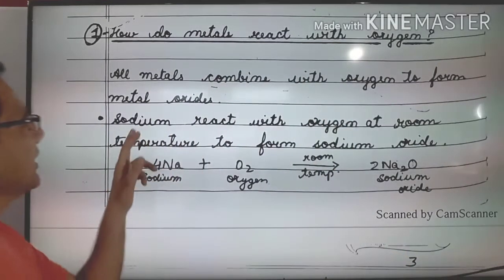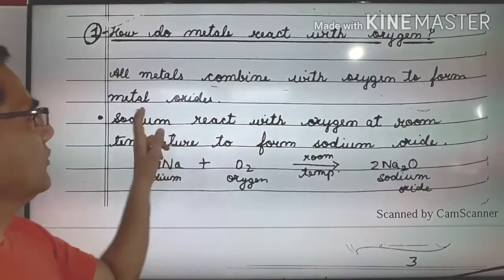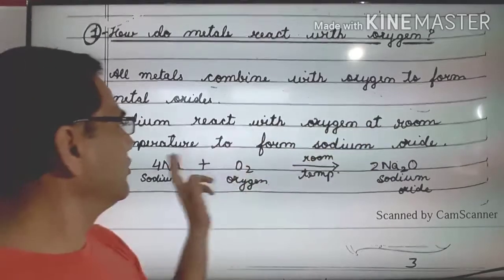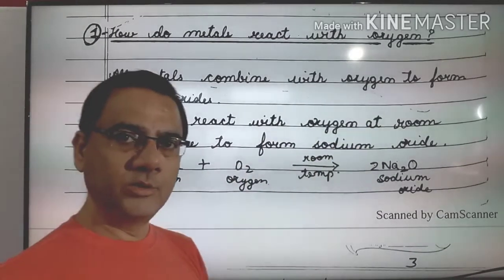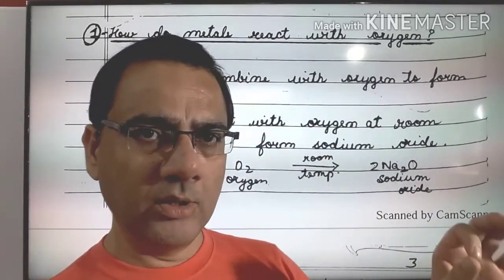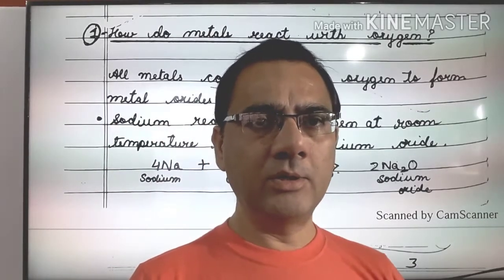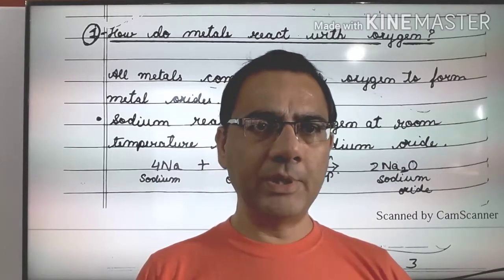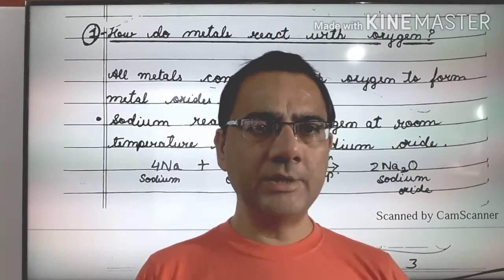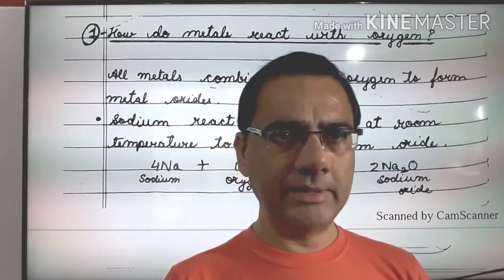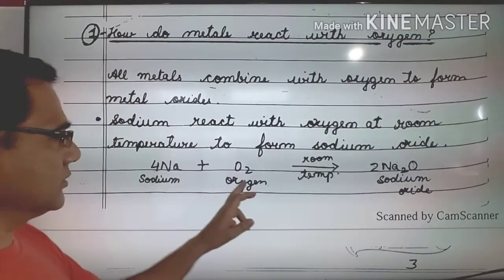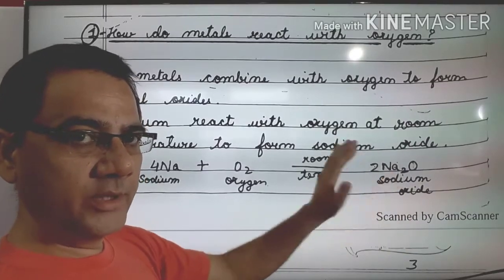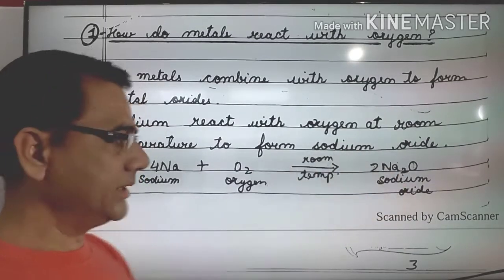All metals combine with oxygen to form metal oxides. For example, sodium reacts with oxygen at room temperature and forms sodium oxide. In general, metals on reacting with oxygen form metal oxide. For example, sodium plus oxygen gives sodium oxide, potassium plus oxygen gives potassium oxide, calcium plus oxygen gives calcium oxide. So 4Na plus O2 gives rise to 2Na2O, and this is called sodium oxide.